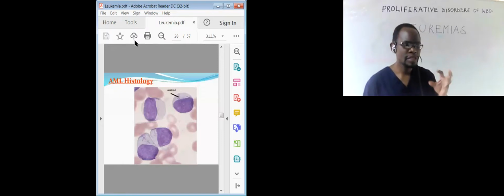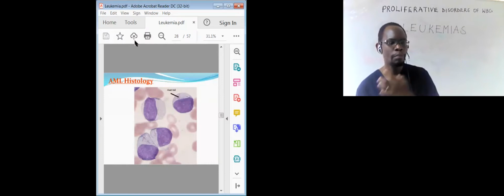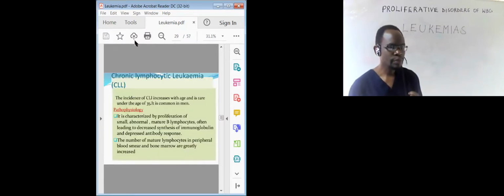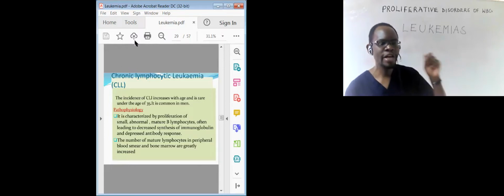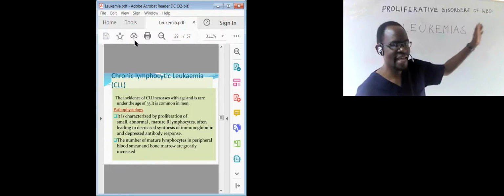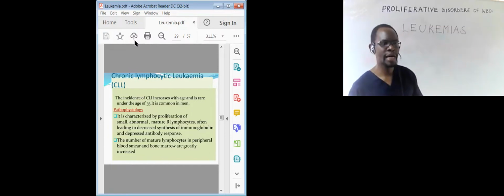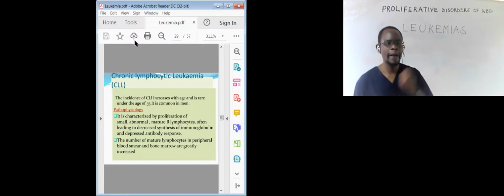Yeah, you see that the cells are still big. That is why it is called myeloblastic. Now, in chronic, that word chronic goes with the word lymphocytic because it is towards the other side, as we mentioned earlier. So the other one is chronic lymphocytic leukemia.